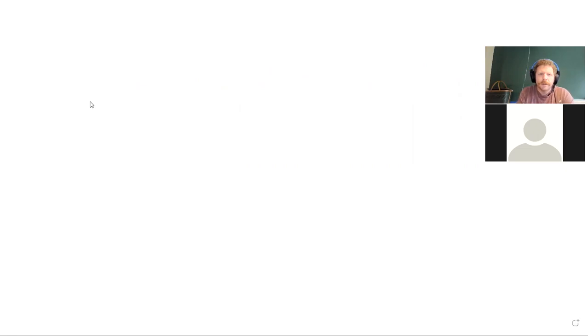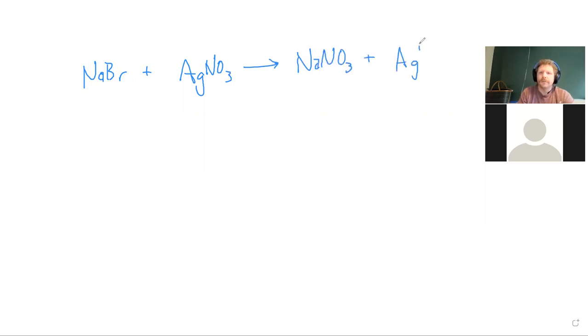Now, the last one is NaBr plus AgNO3 yields NaNO3 plus AgBr. Now, if you're looking at these 4 different equations, I would argue that this is the one that's going to be the most appealing to look at first.